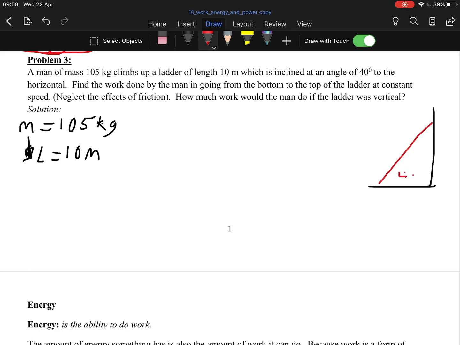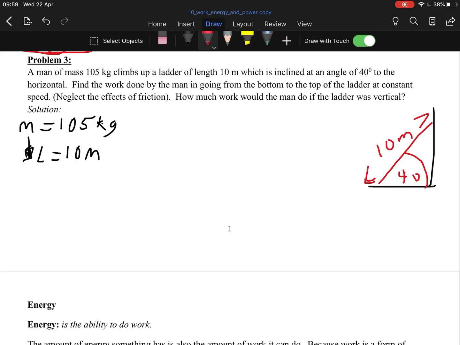And the ladder is like this at a 40-degree angle. So my pen for this tablet isn't the best. Okay, and this distance is 10 meters. Okay, find the work done by the man going from the bottom to the top of the ladder at a constant speed.